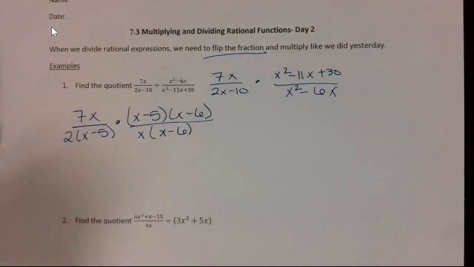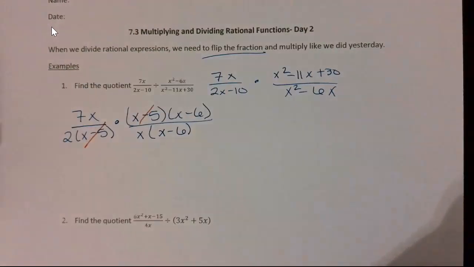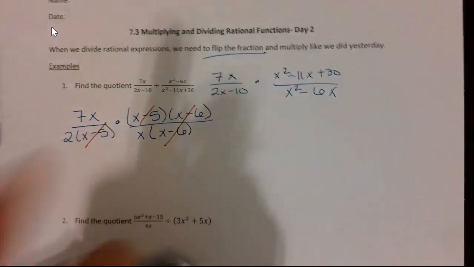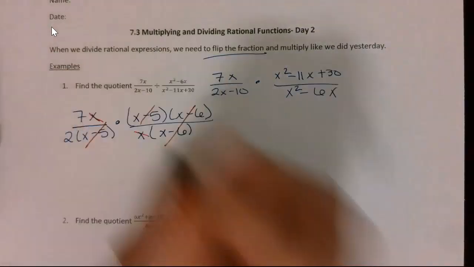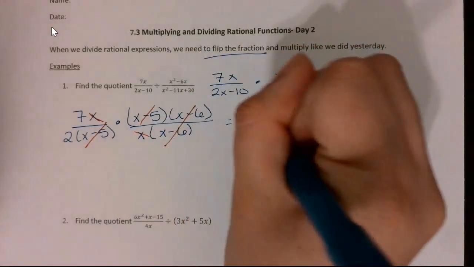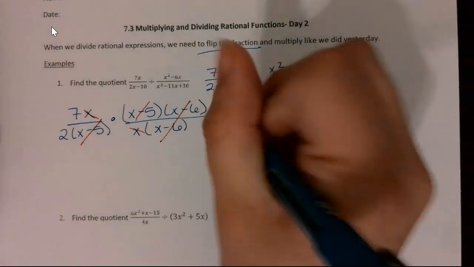Okay. Then I want to focus on what I can cancel out. So I can cancel out x minus 5, and I can cancel out x minus 6. Notice I have an x here and here. So those cancel out. All I'm left with is 7 over 2. I don't need to say what x can't be because 7 halves is just my answer. There's no x's in this answer.